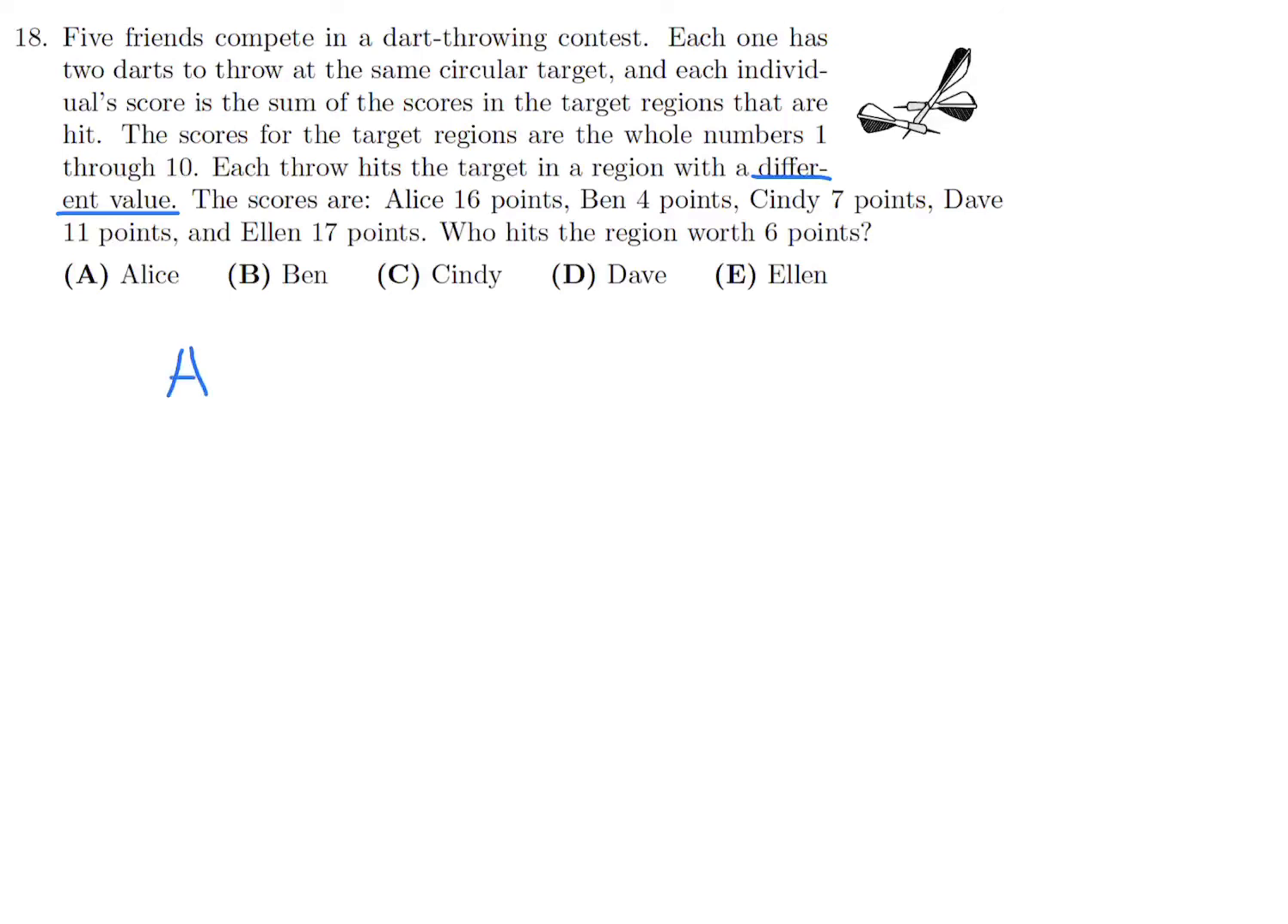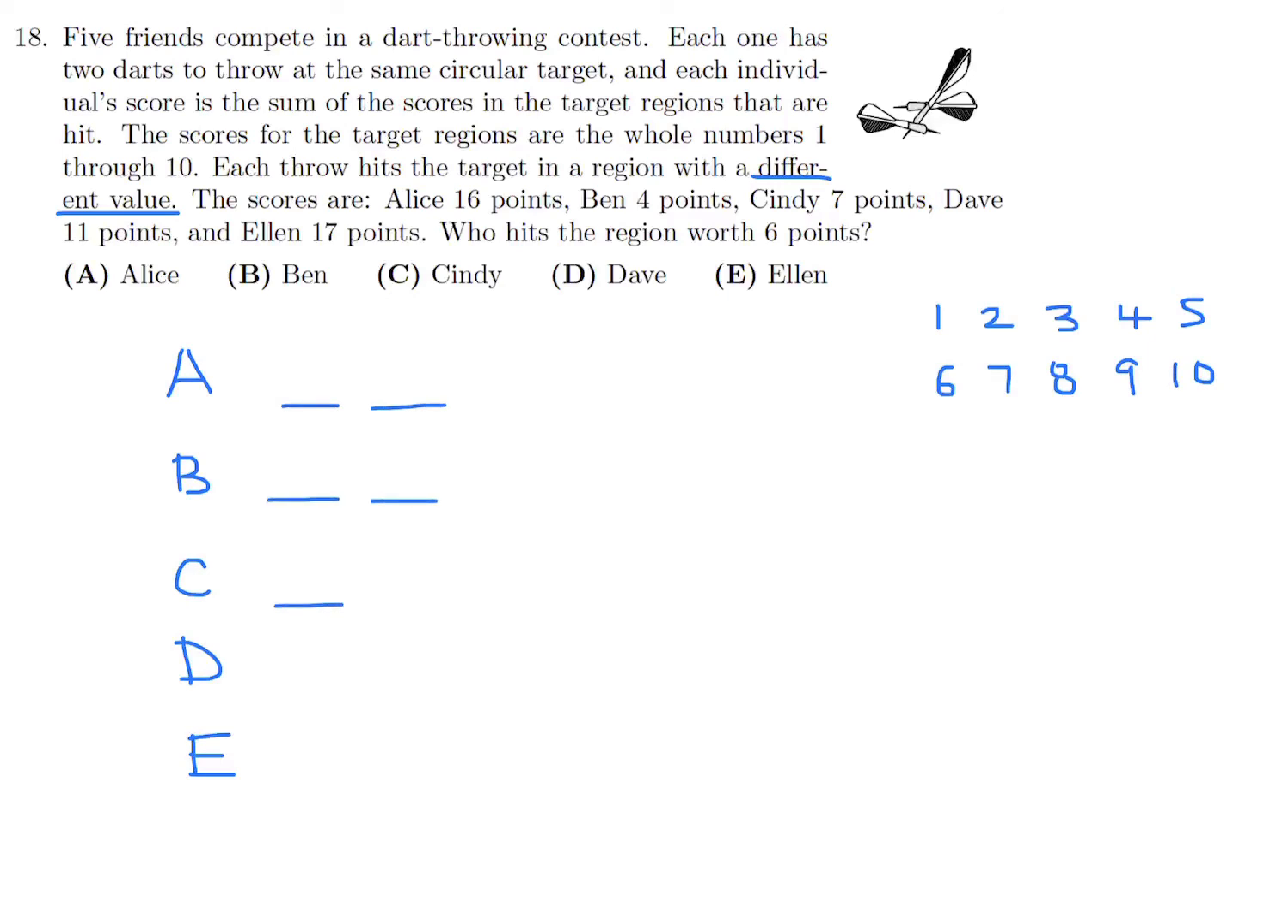So we got 5 friends here, and we have to figure out who, when they threw the dart, landed on the 6. So that dartboard basically has the numbers 1, 2, 3, 4, 5, 6, 7, 8, 9, 10. And each of these friends throws 2 darts. So in total, there's 10 darts that are being thrown. And the most important sentence in the question is right there: each throw hits the target in a region with a different value. So these 10 numbers over here can only be used once. And that's what we have to figure out.